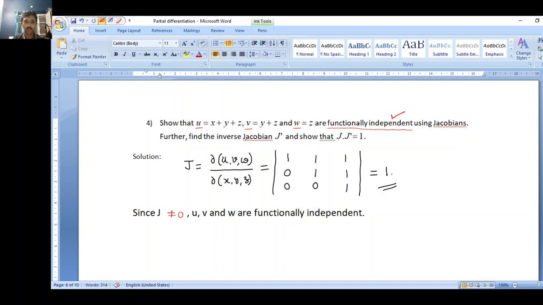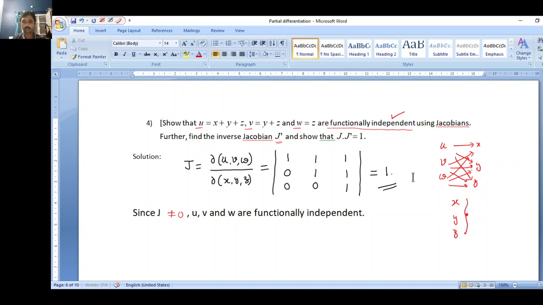Now what next? We are supposed to find the inverse Jacobian J'. Now when it comes to three variables, it's not very trivial to find the inverse Jacobian, because if you have to find the inverse Jacobian J', you will have to express, see, first of all, in this problem, u, v and w are given in terms of x, y and z, correct? So this is exactly what is given here. But for you to find the inverse Jacobian, you will have to go the other way around. You will have to express x, y and z in terms of u, v and w, right? So this is exactly what we are supposed to do.